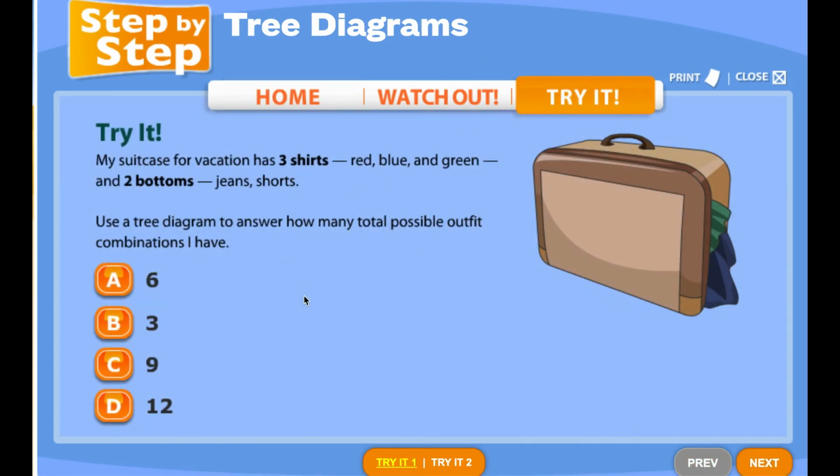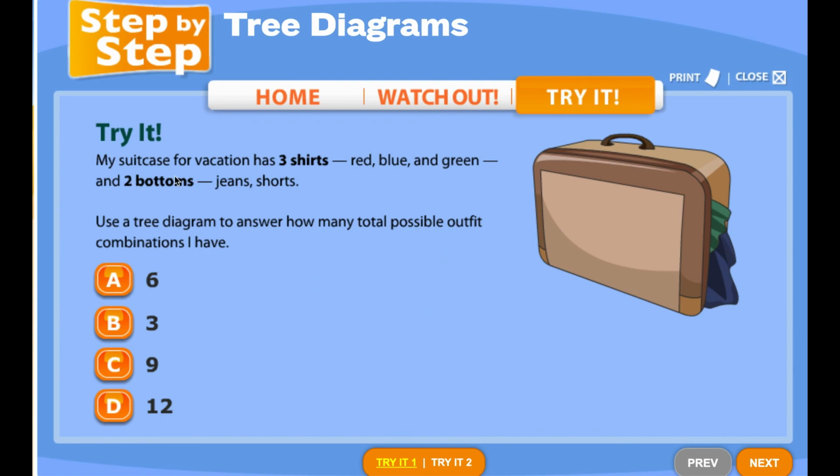My suitcase for vacation has 3 shirts, red, blue, and green, and 2 pants, jeans and shorts. Use a tree diagram to answer how many total possible outfit combinations I have. So he has 3 shirts, a red one, a blue one, and a green one. So that would be red, blue, and green.